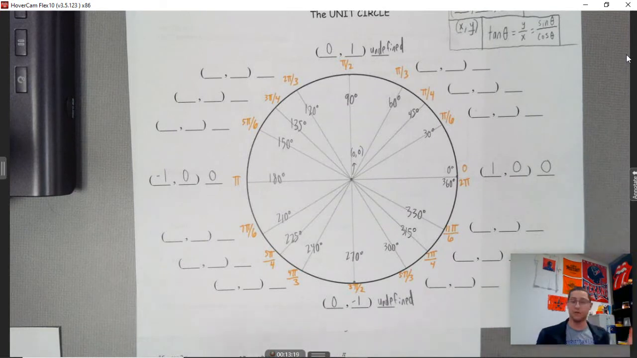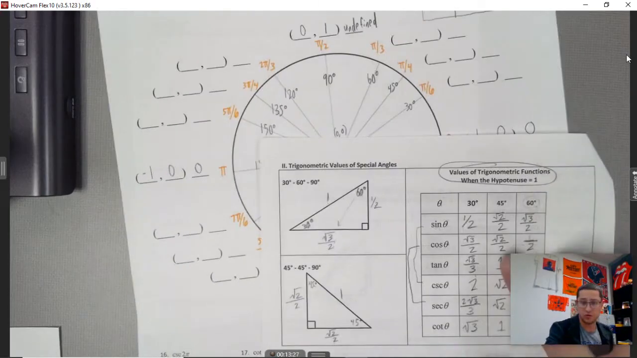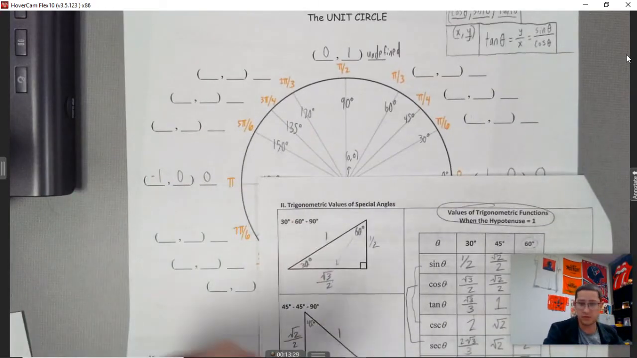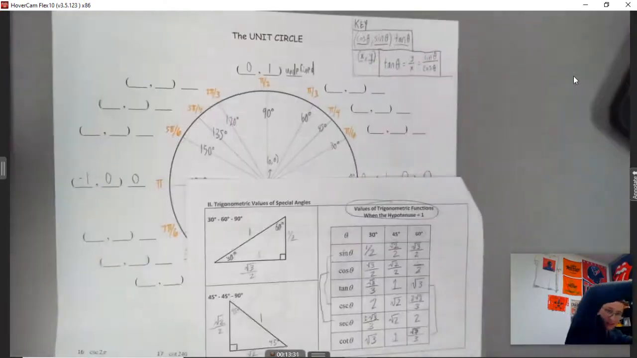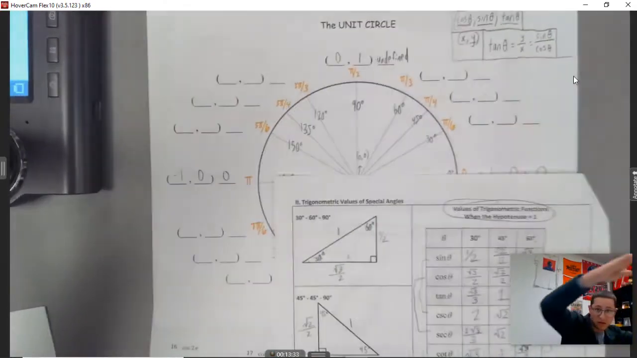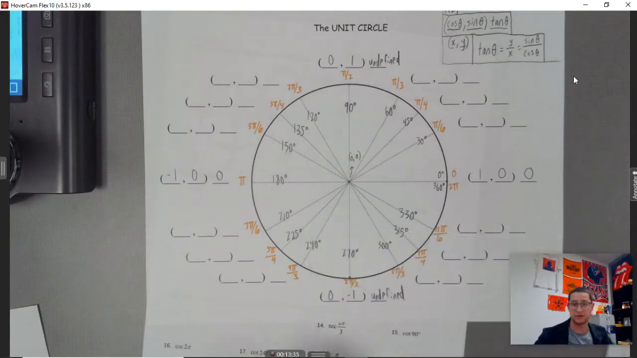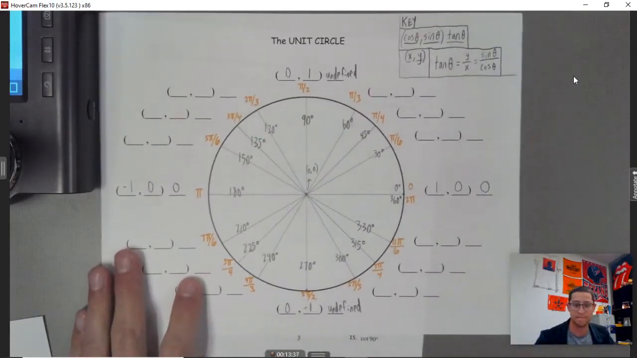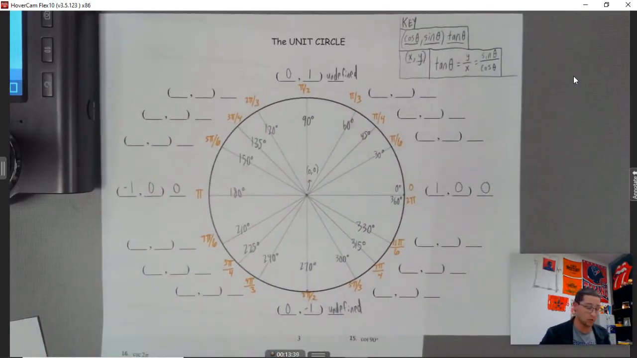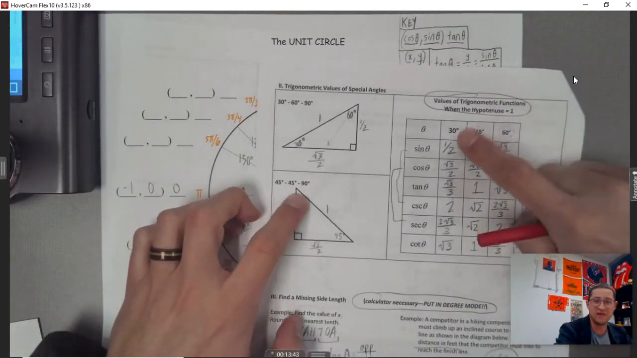Now let's fill in the rest. Let's go ahead and start with red here. Now we're going to use this table to help us. Let's zoom out a little bit so we can really see the entire thing. So here's what we'll start with. We'll start with the 30. Now this table, again, we've developed some of this.